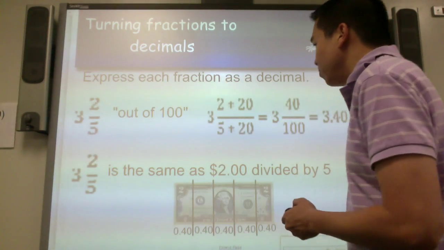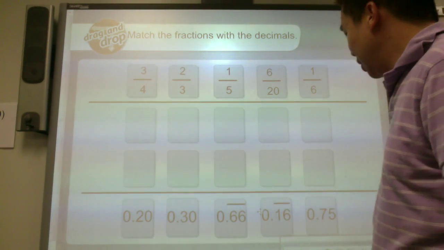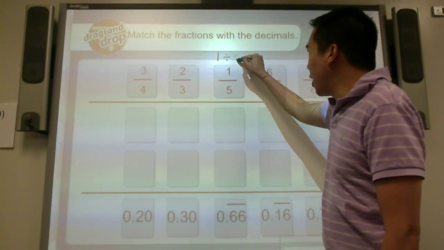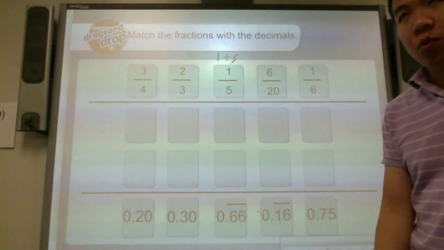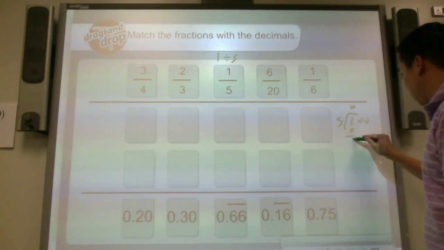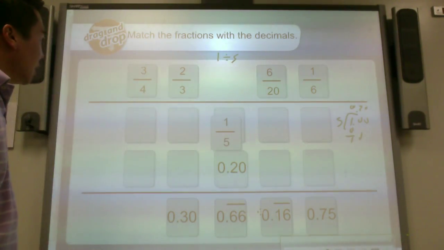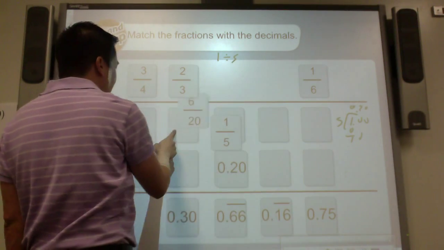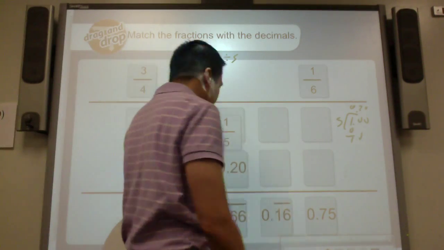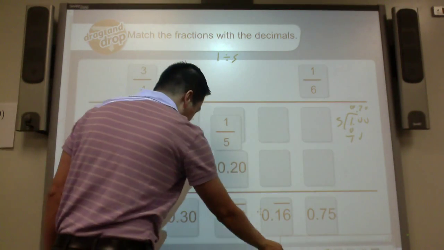So we have different examples here. If you have $1 and you want to share among 5 friends, 1 divided by 5, which decimal below do you think it is going to be? If $1 is shared among 5 friends, each friend will get 20 cents. So these two go together. If you have $6 and you divide it among 20 friends, 6 divided by 20, it'll be 0.3.